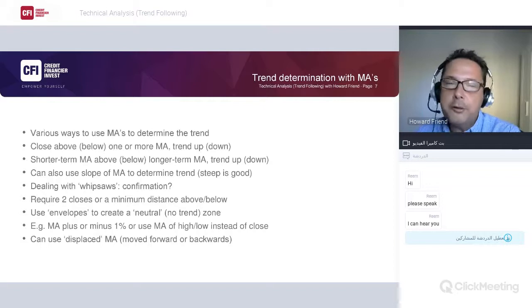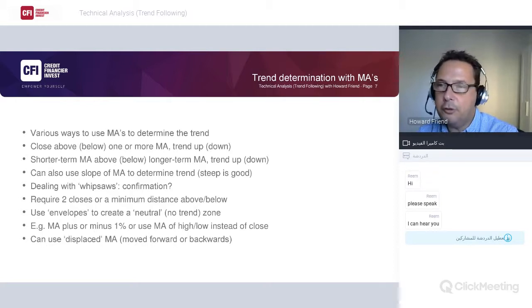Okay, so how do we use the moving averages to determine what the trend is? The most simple way is to compare the closing price of the security that we're looking at, the currency, the stock, whatever, and compare it to its N-bar moving average. A close above the moving average is said to be bullish, a close below the moving average is said to be bearish, the trend is up or the trend is down. So a very simple way to determine the trend.